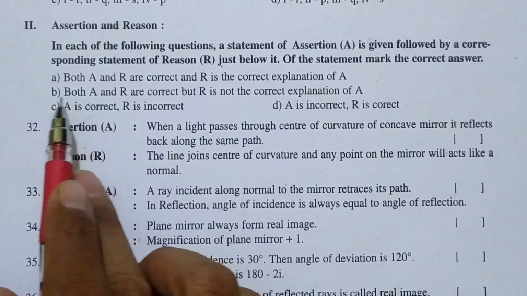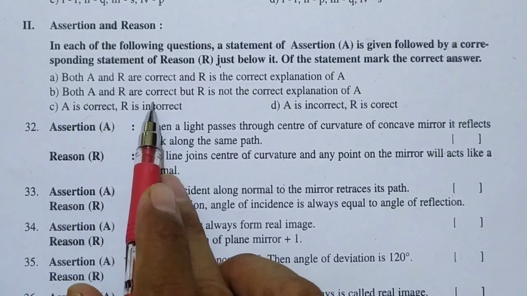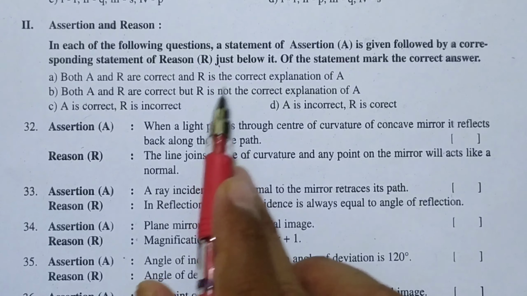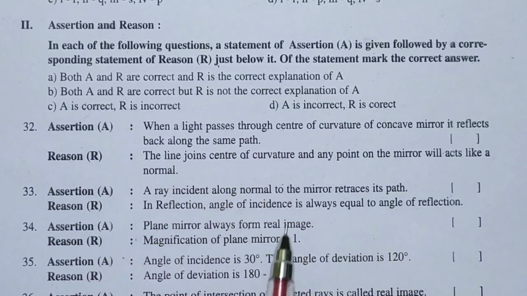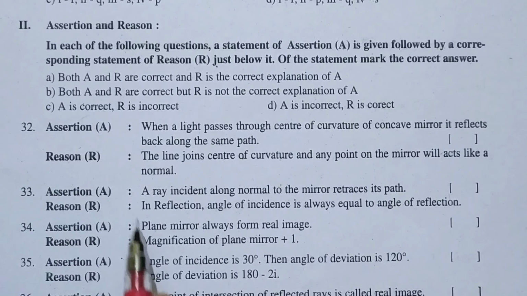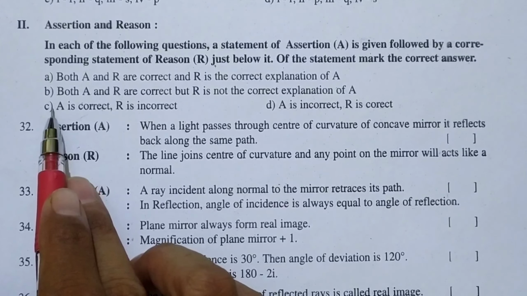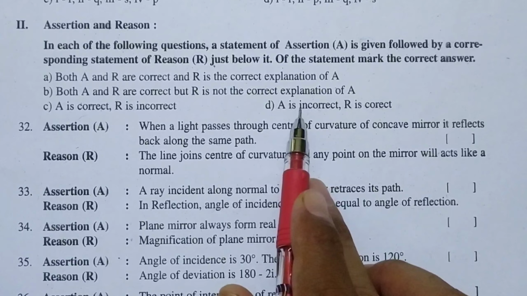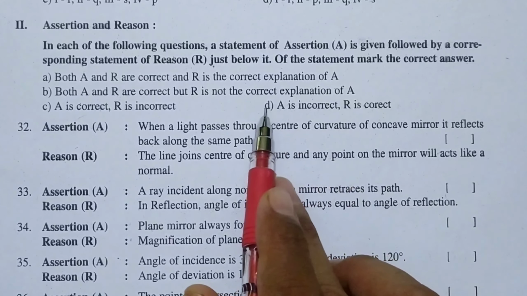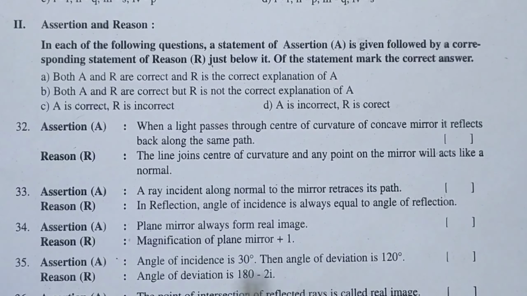Now when should we write option B? Let us see. Both A and R are correct, but R is not the correct explanation of A. In that case, we should mark option B. And A is correct and R is incorrect. In that case, we should write option C. A is incorrect and R is correct. Then in that case, we should write option D. Let us see question number 32 now.